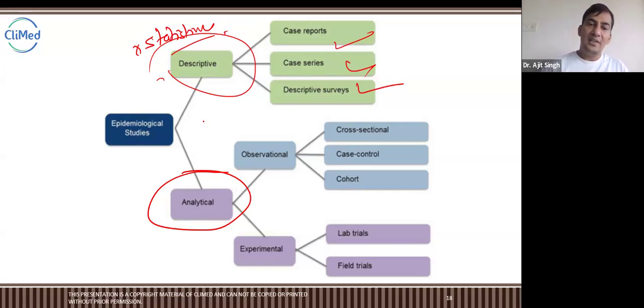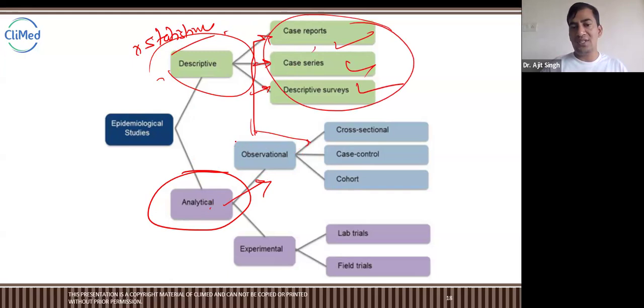Okay, and in the analytical, if you go, there are observational studies. So guys, one more thing, these all are also observational studies. You can connect like this also, this side. Descriptive are also observational studies, right? So in observational there are cross-sectional studies, which means at one point of time. Case control means where we compare between cases and controls and we come to a conclusion.